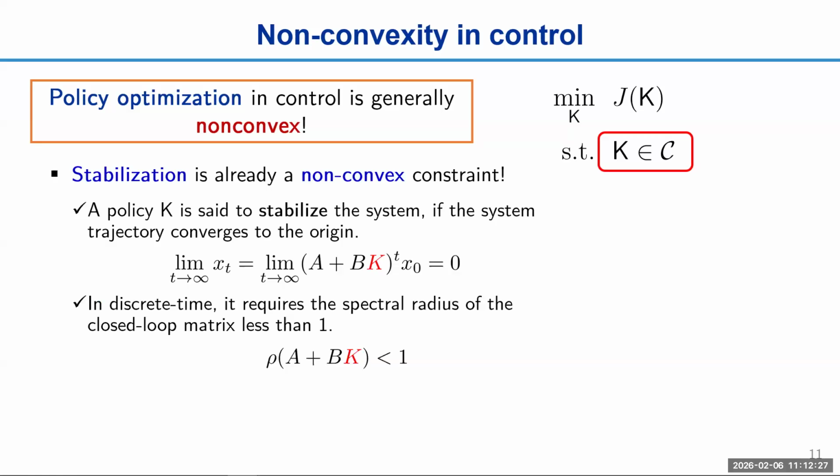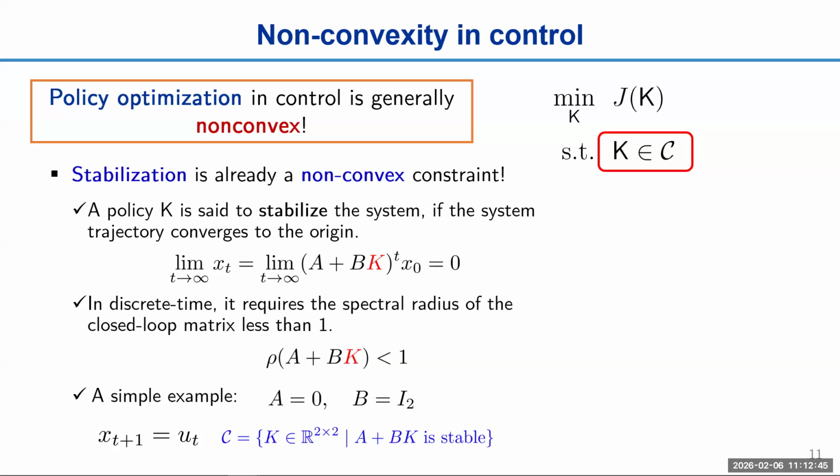Now in discrete time, this requires the spectral radius of the closed-loop matrix A plus BK to be less than 1. And this spectral radius constraint is clearly non-convex. Let me give you a very simple example. We have this matrix A to be 0, B to be identity. This means your next state will be your current input. And you can write down this constraint. It's very simple to confirm this stabilizes the system as well, because the eigenvalue is 0.5.